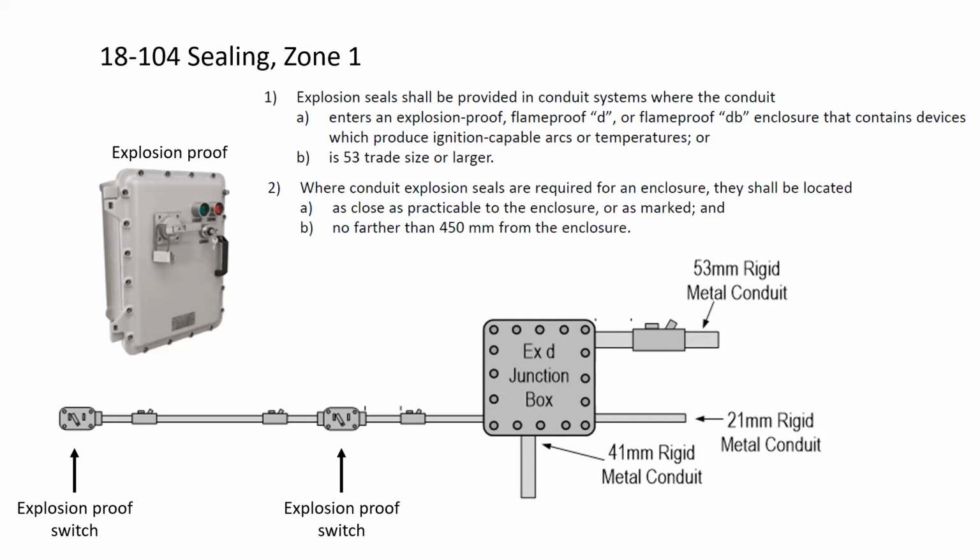When conduit explosion seals are required for an enclosure, they shall be located as close as practicable to the enclosure or as marked, and no further than 450 millimeters from the enclosure. So this distance is mandated. It always needs to be close, and that's important because it prevents the pressure piling effect from increasing as it passes towards the seal.